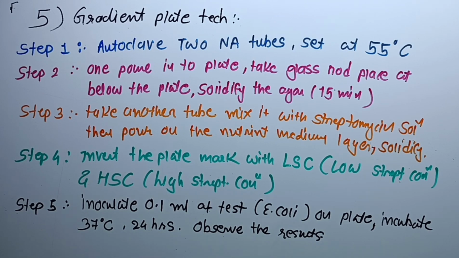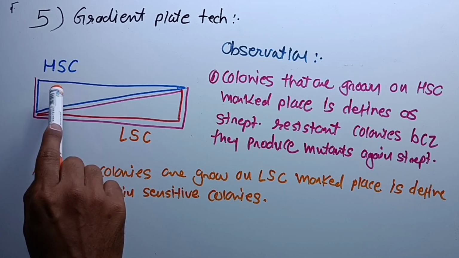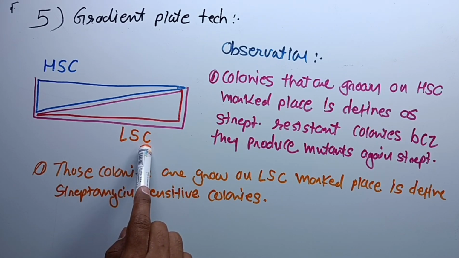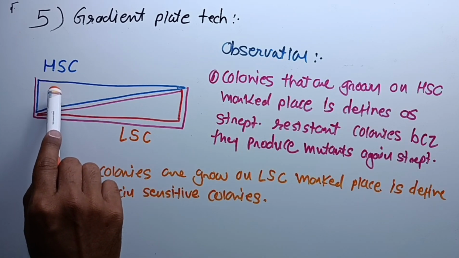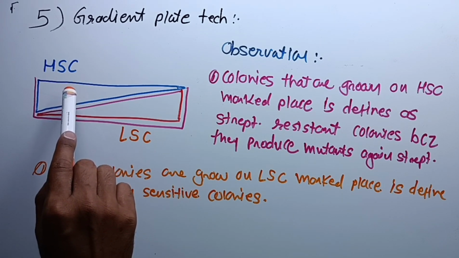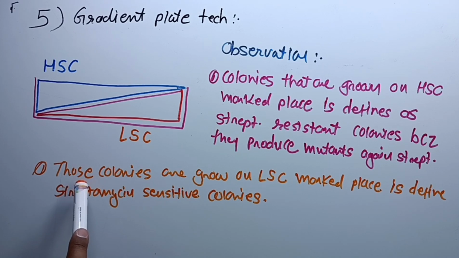We'll observe the result after incubation. What will happen? Let us revise again. The top layer is defined as HSC, high streptomycin concentration, and the bottom layer as LSC, low streptomycin concentration. After incubation, the colonies that grow in the HSC area are defined as streptomycin-resistant colonies, because they are producing mutants against streptomycin. The colonies produced in the LSC area are defined as streptomycin-sensitive colonies. So this is the gradient plate technique.